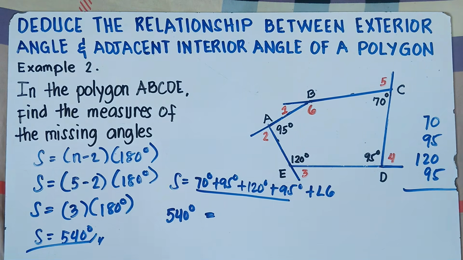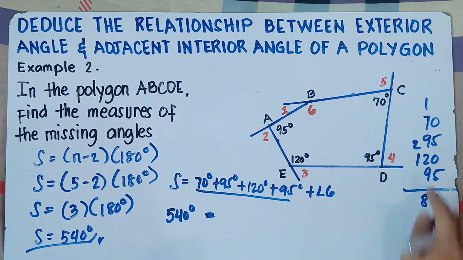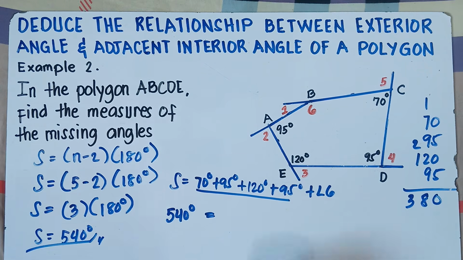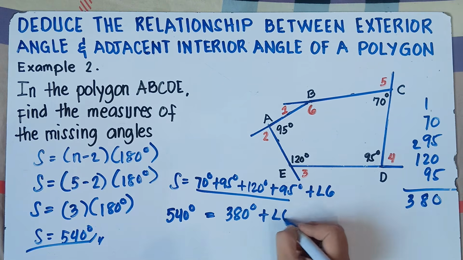So let's add. So this will be 5 plus 5 is 10, 0 carry 1. 1 plus 7 is 8, plus 9 is 17, plus 2 is 19, plus 9 is 28. 8 carry 2. And then 2 plus 1 is 3. So this will be 380. So this is 380 degrees plus angle 6.